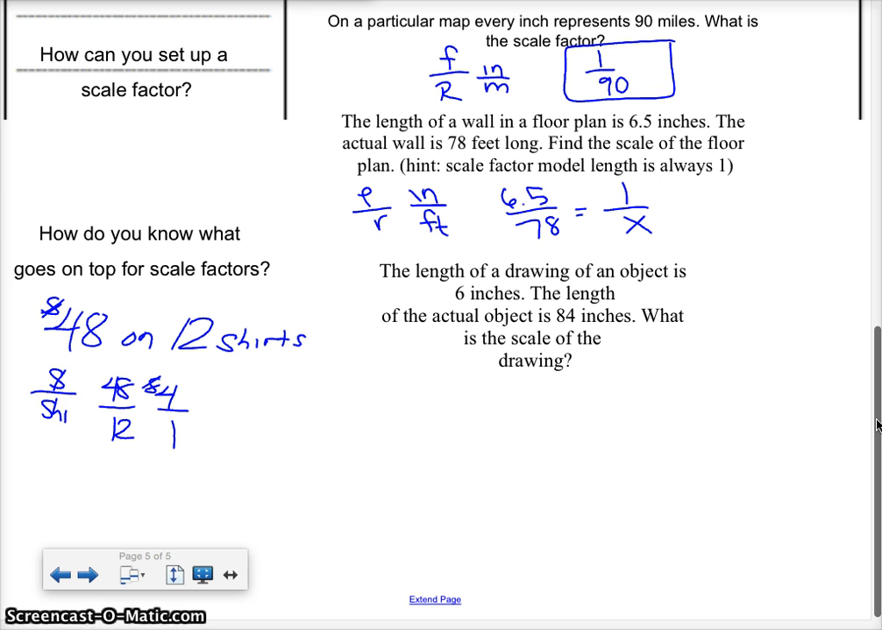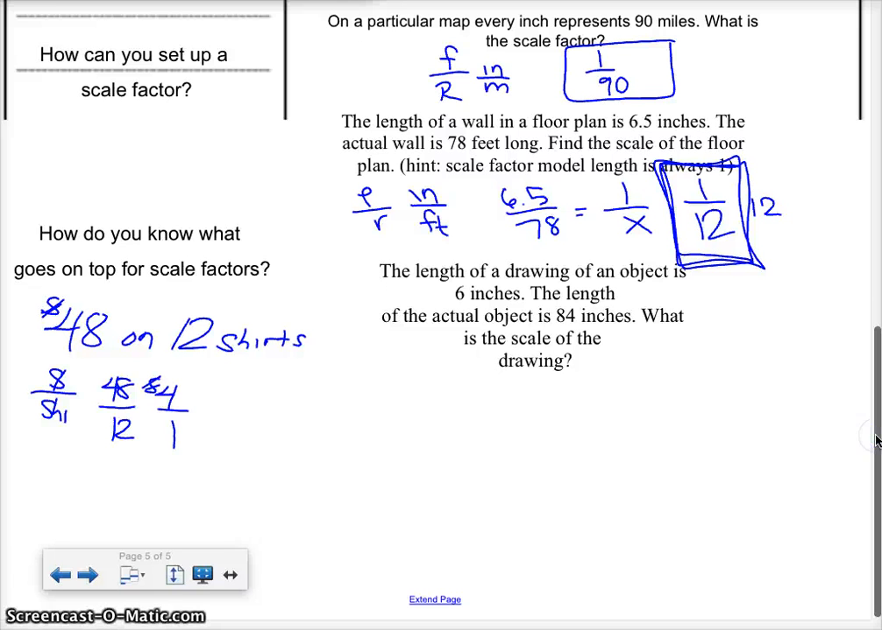Okay, well let me just figure that out. 78 divided by 6.5. And this is where kids go wrong. Kids type in Schoology 12. Is 12 the scale factor? No. My scale factor is 1 over 12. So be very, very careful. That's where scale factor messes kids up. A scale factor is a ratio. You should have a top and a bottom.